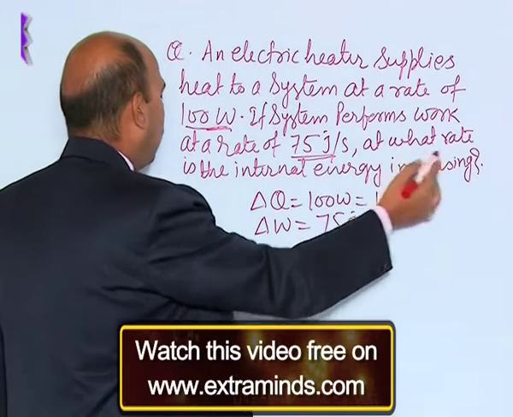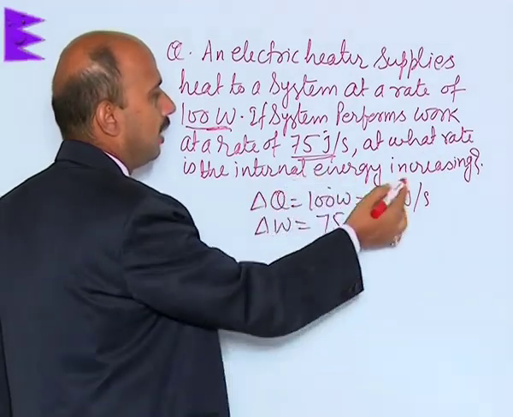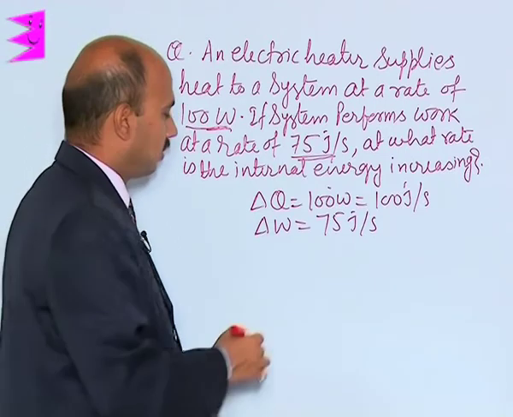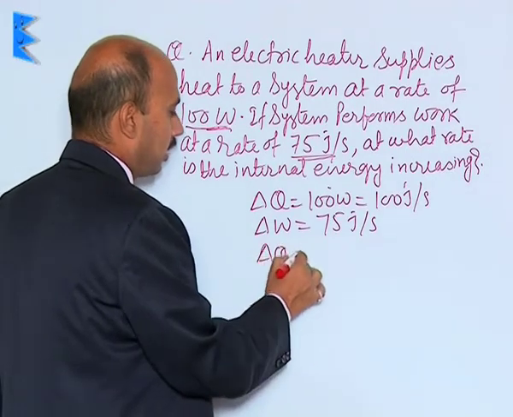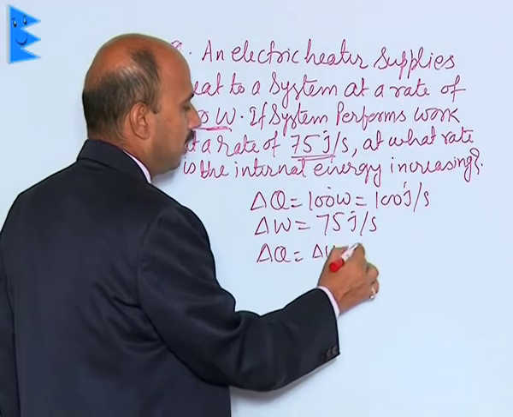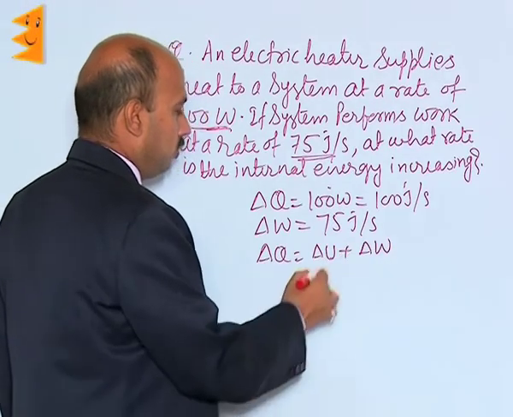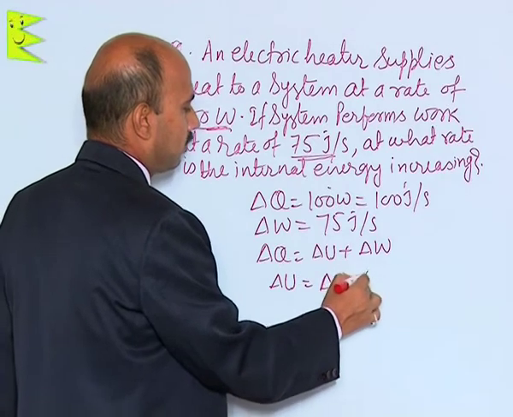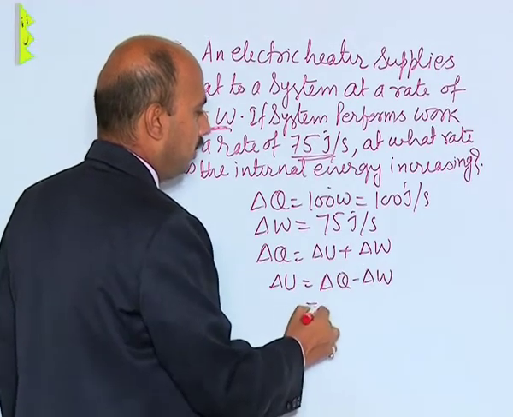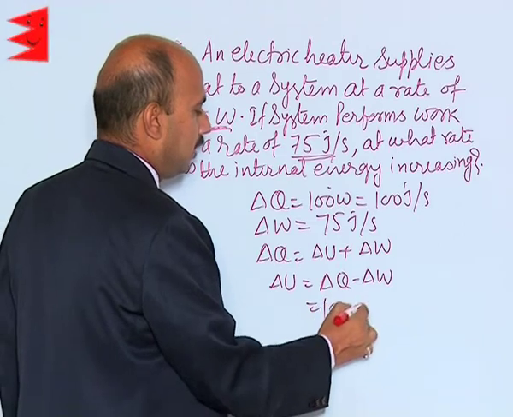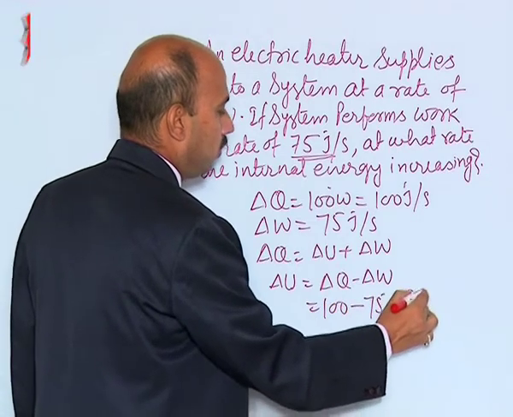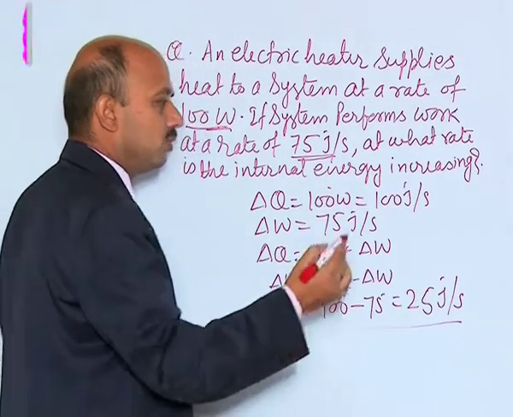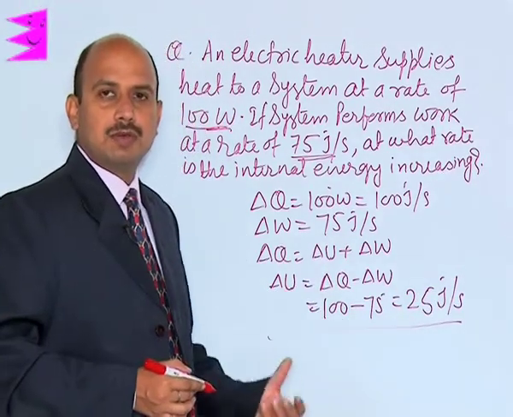Now, at what rate is the internal energy increasing? Just use first law of thermodynamics. We can write here delta Q is equal to delta U plus delta W. So, we can write delta U is equal to delta Q minus delta W, and it is here 100 minus 75 is equal to 25 joule per second. So, this is a very simple question directly based on the first law of thermodynamics.